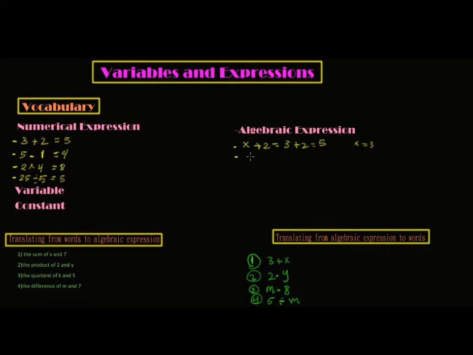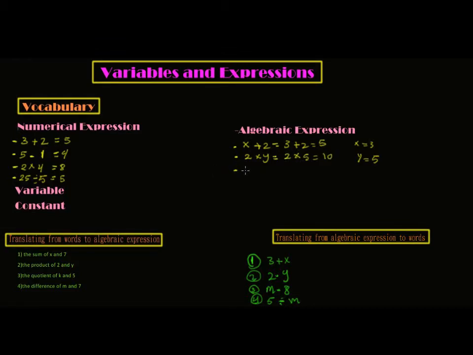Let's take another one. If I told you we have 2 multiplied by y, I couldn't find the value of that expression until I find the value of y. To find the value of y, I have to tell you what y equals. If I told you y equals 5, you just plug in y equals 5 to find the answer: 2 multiplied by 5, which is equal to 10.